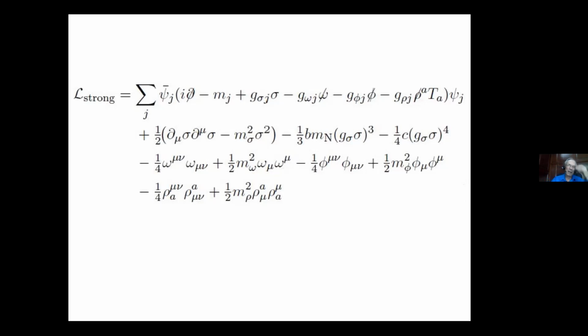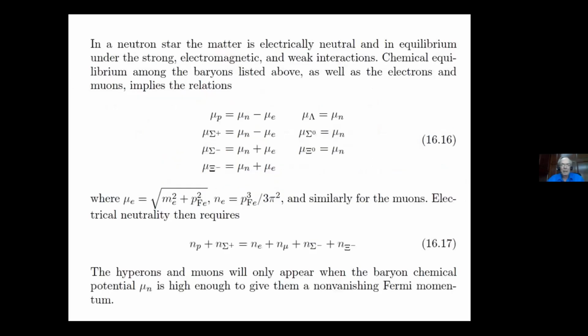Now, the advantage of doing the relativistic mean field approximation is that it's rather straightforward, number one. Number two, it guarantees that you do not have an equation of state where the speed of sound exceeds the speed of light. And that typically happens at high densities with non-relativistic potential type models.